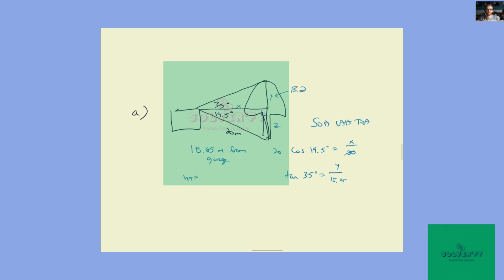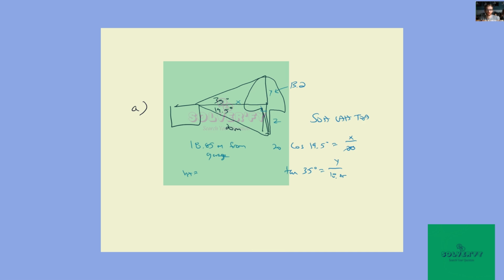And then z, what I labeled z, could be also found using tangent. Actually, we could use sine. We can say the sine of 19.5 degrees is equal to opposite over hypotenuse. That'd be 20 sine 19.5, which is about 6.7. And 6.7 plus 13.2 is 19.9. So yes, it would hit the garage.